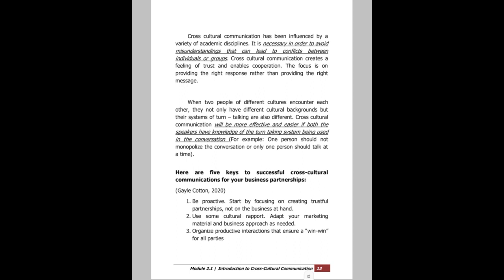So, cross-cultural communication has been influenced by a variety of academic disciplines. It is necessary in order to avoid misunderstandings that can lead to conflicts between individuals or groups. Kasi yun naman talaga ang purpose ng communication: for us to exchange information from one person to another or to a group. But of course, in order for us to have an effective communication, we must know properly how to deliver that information for us to avoid yung tinatawag na misunderstanding o yung hindi pagkakaintindihan.